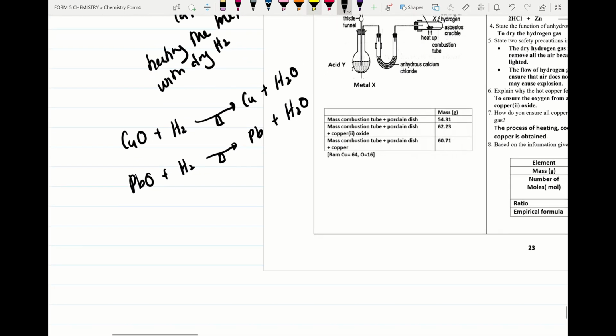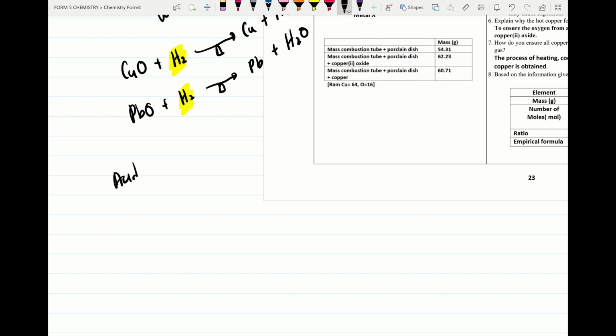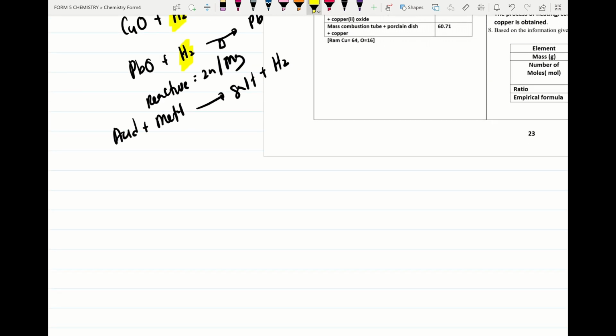In this reaction, we need to produce hydrogen gas. The hydrogen gas can be produced by reacting an acid with a metal, and please remember the metal should be a reactive metal. It can be zinc or magnesium. So we will get salt and hydrogen gas. For example, let's say I take magnesium reacting with hydrochloric acid. The formula of hydrochloric acid is HCl, reacting with magnesium, Mg. So we will get the ion Mg2+.